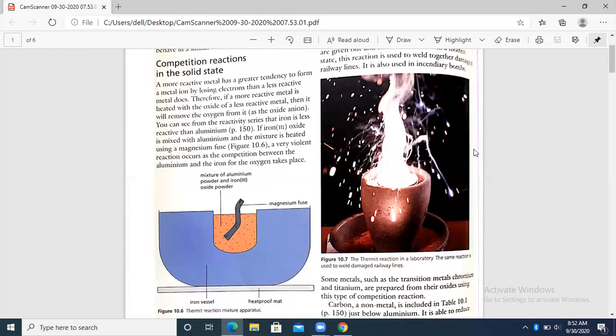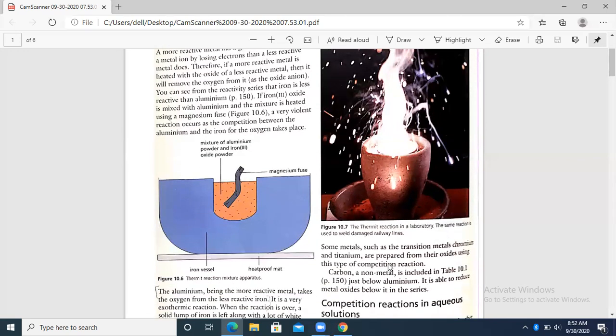Here they have given a picture of the thermite reaction in a laboratory. The same reaction is used to weld damaged railway lines. We can melt that iron by using this.